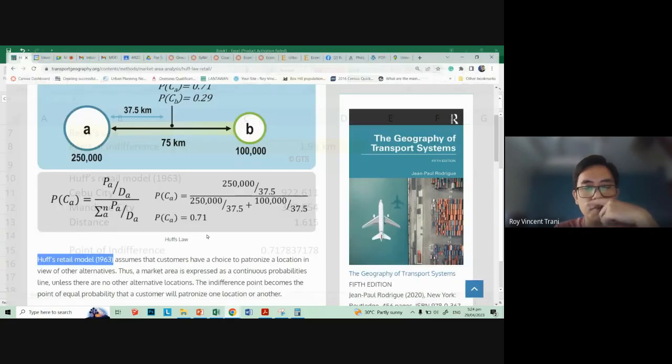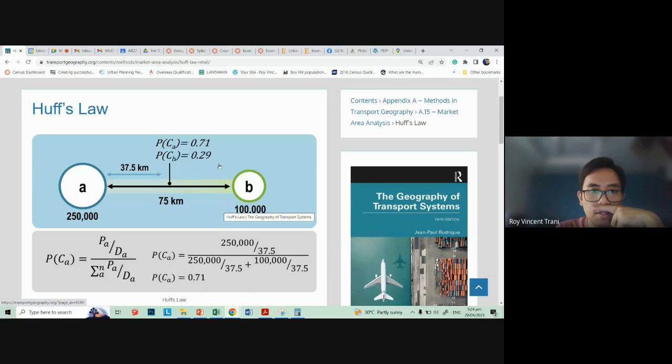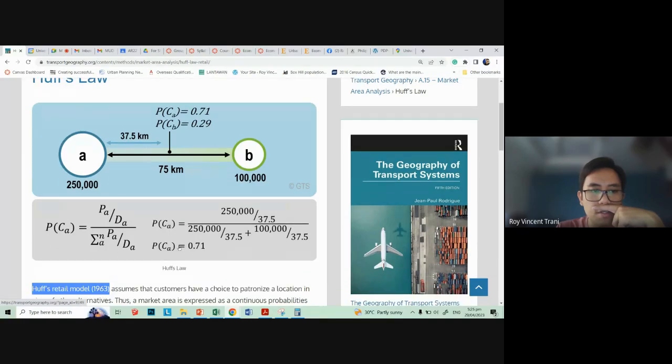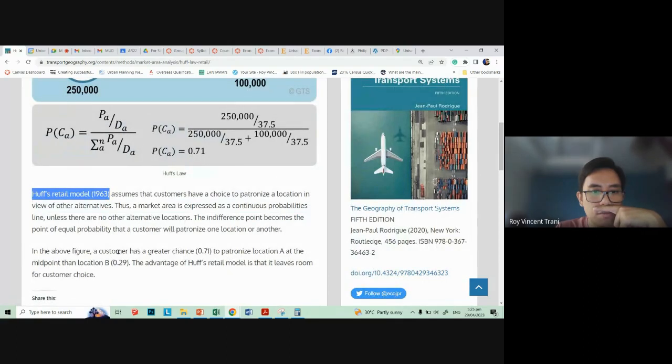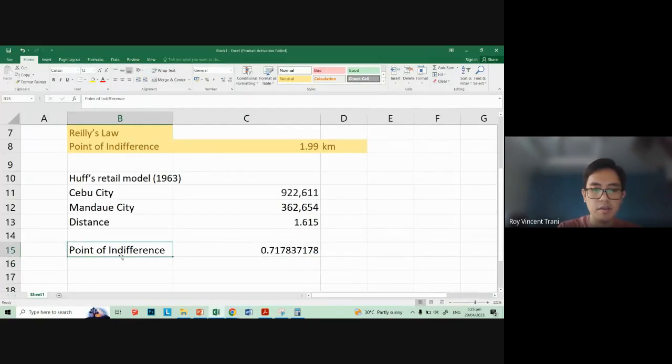Okay, so how do we interpret this? 0.71. So what is this? It becomes a point of equal power. The customer is ready to patronize A. I'll just call this the probability, a continuous probability design. Where is my probability to go to Cebu? But probability C.